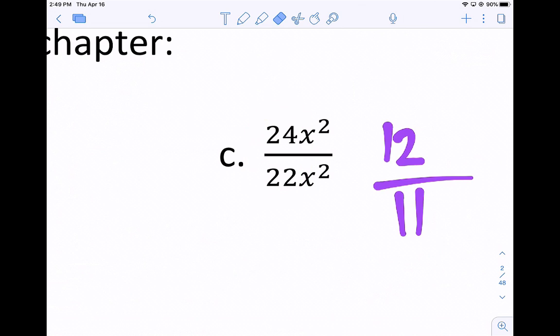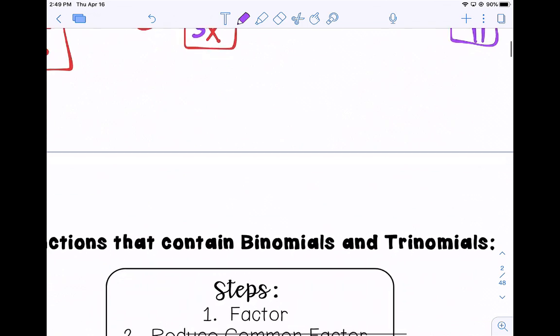And then we have x squared divided by x squared. And when you cancel, how many x's are left? And where are they? And here, it would just cancel, and you would have just a 1 left, right? X squared divided by x squared is 1. So our final answer is 12 over 11.